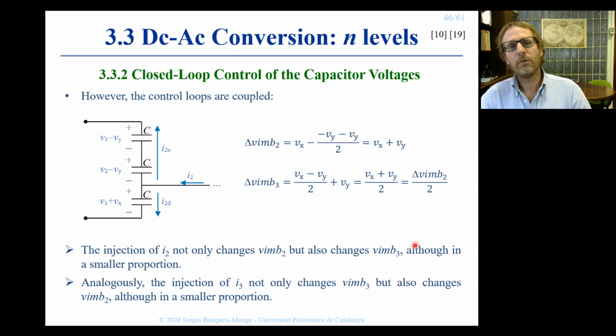But the problem is that the two loops are not independent. They are coupled. This means that when I inject current I2, I will not only be affecting the value of voltage imbalance 2, but also I will be affecting the value of voltage imbalance 3, as it is shown here in the slide. The variation of voltage imbalance 3 is half the variation of voltage imbalance 2, therefore the effect on voltage imbalance 3 of I2 is smaller, but still we need to take into account this coupling in order to produce the best closed loop control performance.